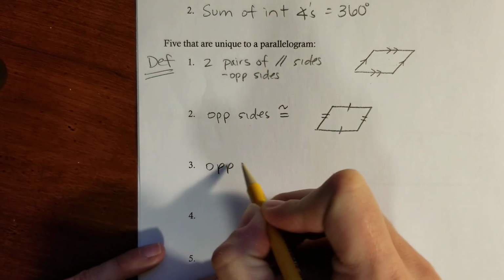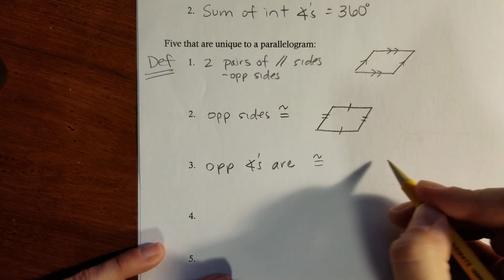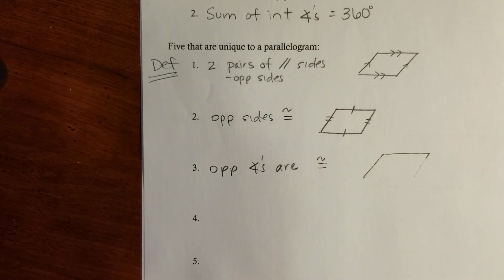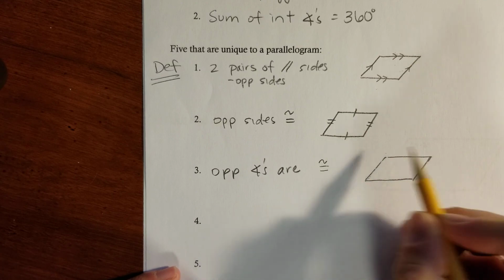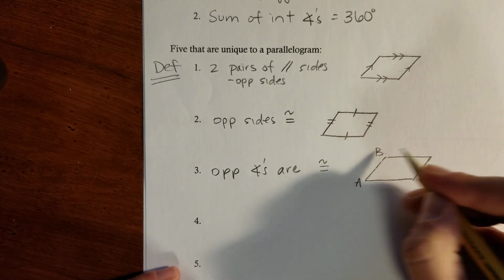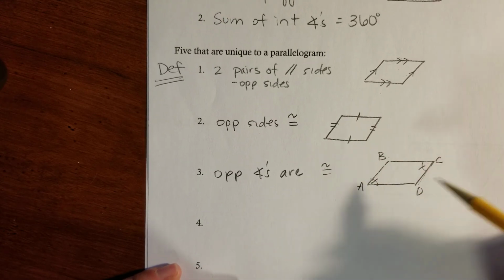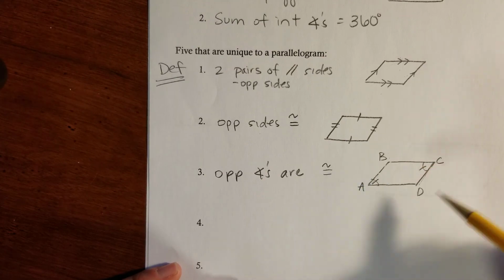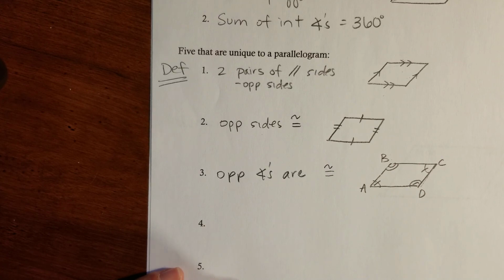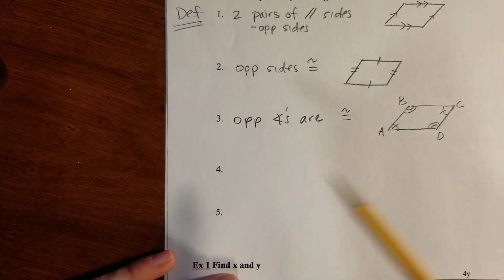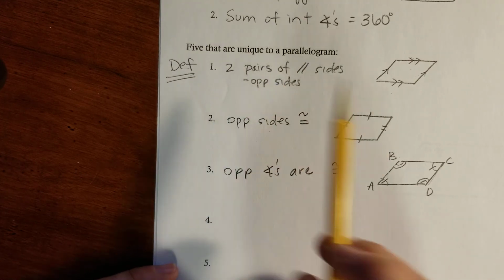Now let's talk about the opposite angles. The opposite angles are congruent. So which ones are the opposite angles? Opposite angles are the ones that are across the parallelogram from each other. So in this case, A and C are opposite, so A is congruent to C. And B and D are opposite because they're on opposite sides of that parallelogram, so they will be congruent to each other. All right, opposite angles are congruent, opposite sides are congruent, opposite sides are parallel.